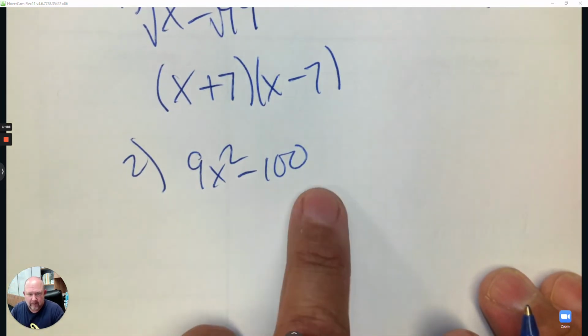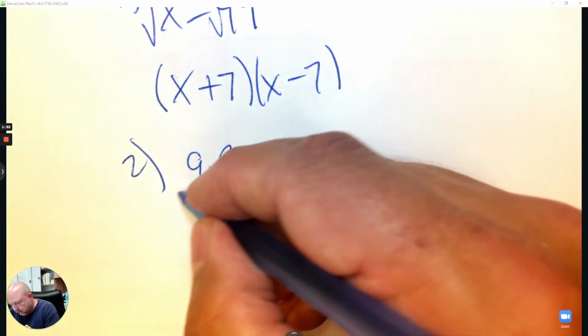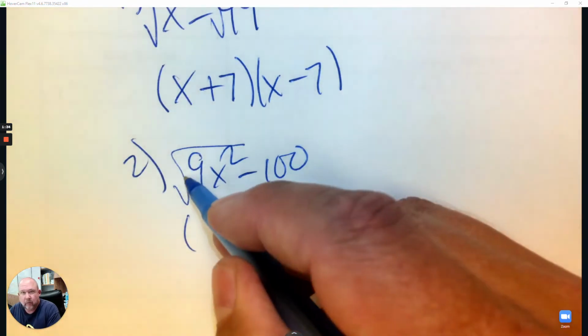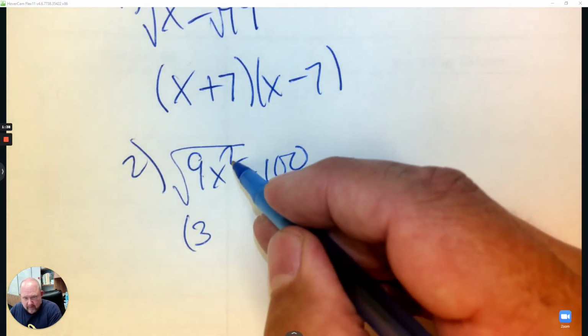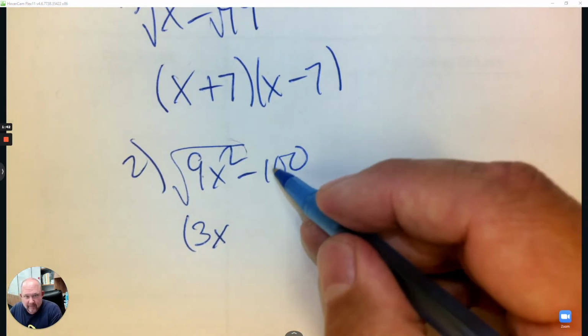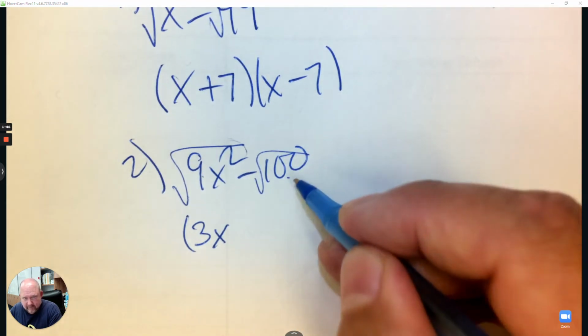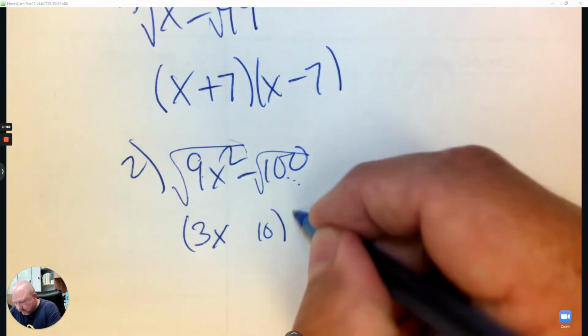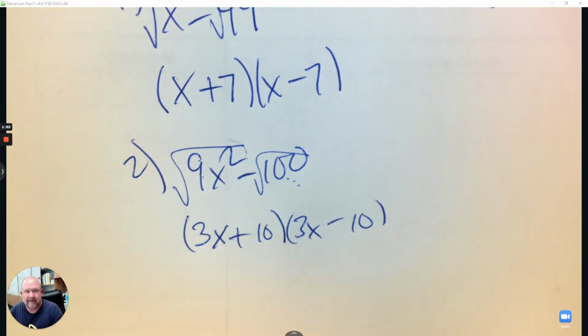So I want to recognize it's a binomial and subtracting. So we're going to square root. So square root 9, square root x squared divided by 2. That's just x. And then square root 100. What number times itself is 100? So you get those two, 3x and 10. And then one's adding and one's subtracting.